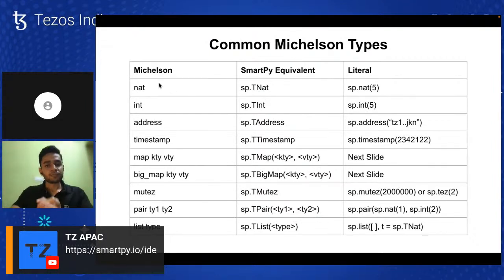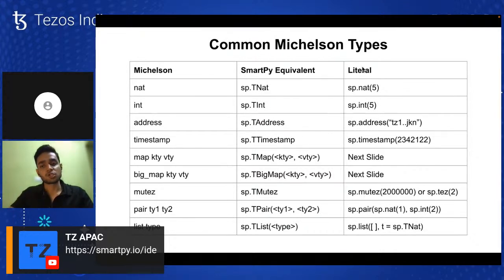So we actually have some types in Michelson, and then we have SmartPy equivalent types of those types. In Michelson, the first type that we have is the nat type, which represents any number greater than or equal to zero. On SmartPy, whenever you are representing a Michelson type, we usually write sp.T and then the type with an uppercase starting letter. So nat is represented as sp.tnat.